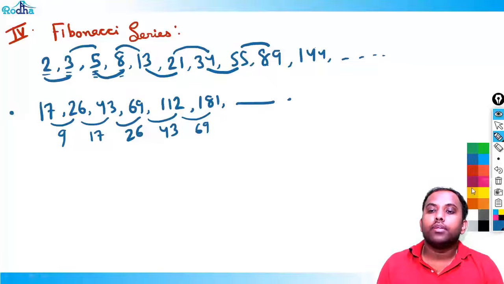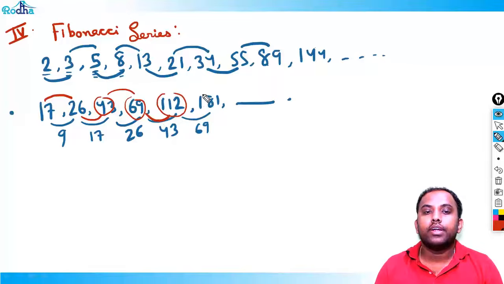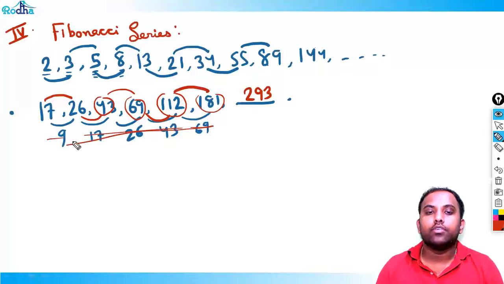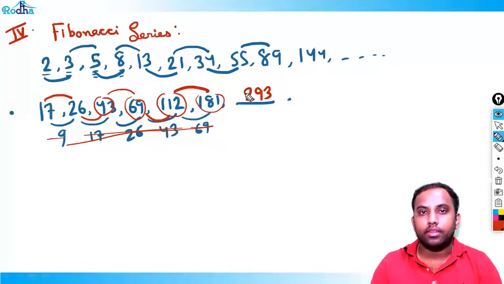Second, if there is a logic behind it, the Fibonacci series, then it's fine. 17 plus 26, 43. 26 plus 43, 69. 43 plus 69, 112. 69 plus 112 is 181, right? So therefore 112 plus 181 will be how much? 293. So 293 is the answer. This is the correct logic. It's a Fibonacci series, right?